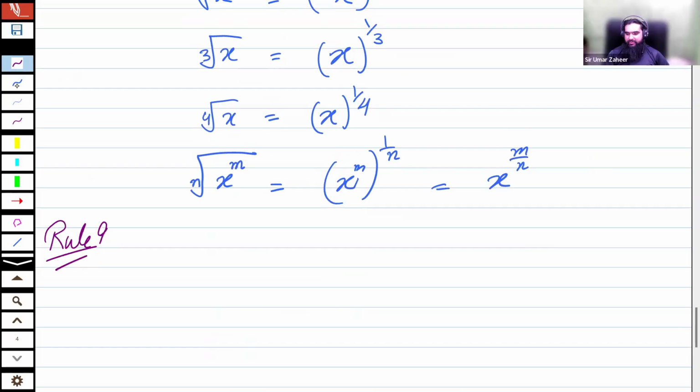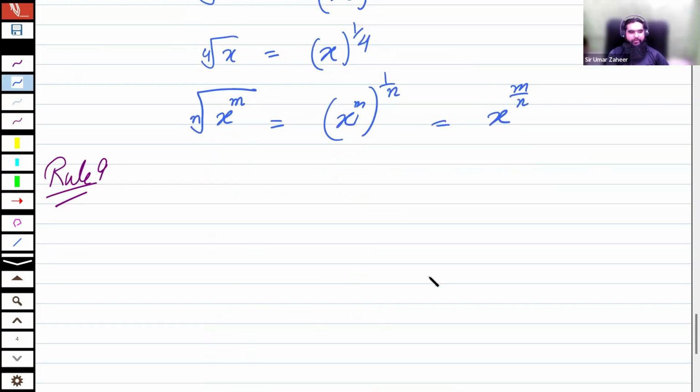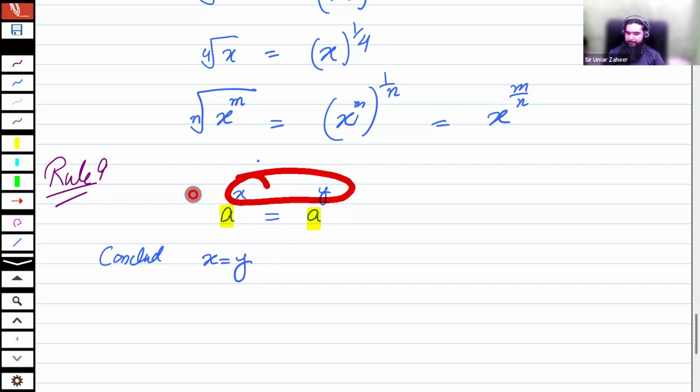Now, the next one. It is a very important one. If you have two values having the same base and they are equal, with some power, you have one value that is a raised to power x, and a second value a raised to power y, and they are equal. So two numbers are equal having the same base. From here we can conclude that the value x will be equal to y.